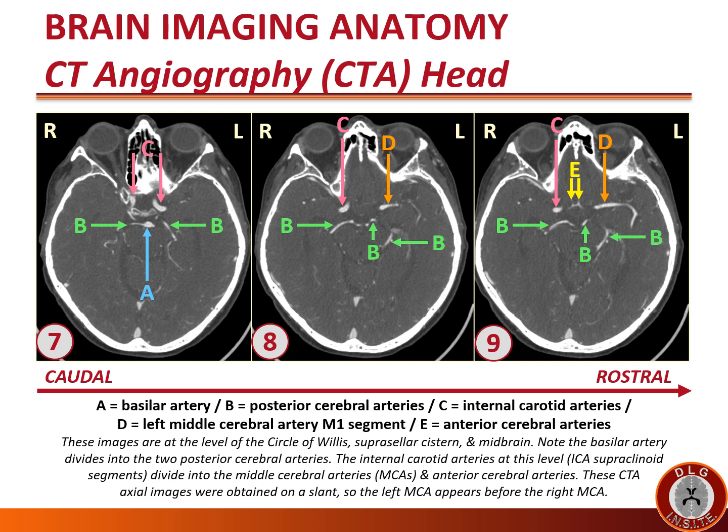Note the basilar artery divides into the two posterior cerebral arteries. The internal carotid arteries at this level, the ICA supraclinoid segments, divide into the middle cerebral arteries, or MCAs, and anterior cerebral arteries. These CTA axial images were obtained on a slant, so the left MCA appears before the right MCA.